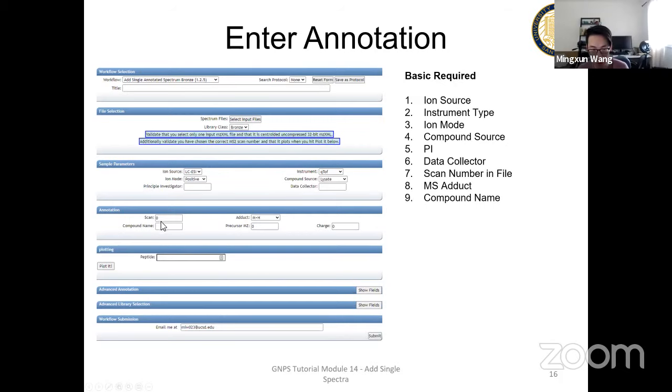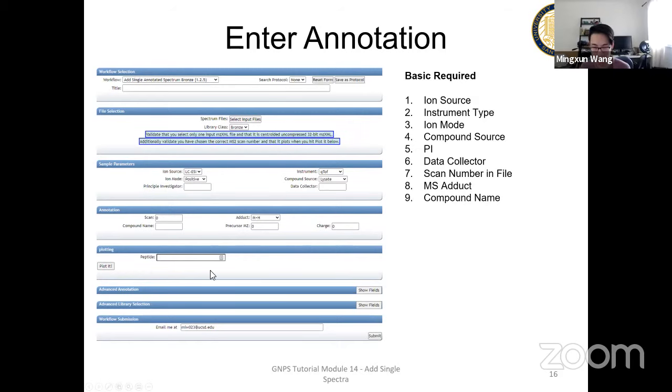Additionally, the most important will be for you to specify the scan number so we know exactly which spectrum to pull out of your files, the compound name, the adduct. You can enter precursor m/z if you wish, to correct the value in the file. But if you enter 0, it'll just pull it directly from the file. So we'll go from there. Same kind of principle with charge.